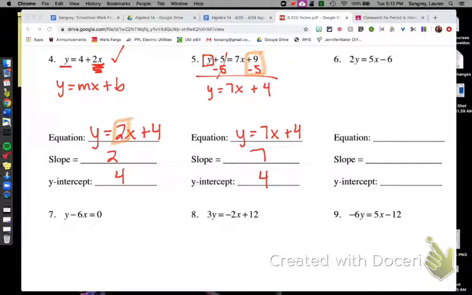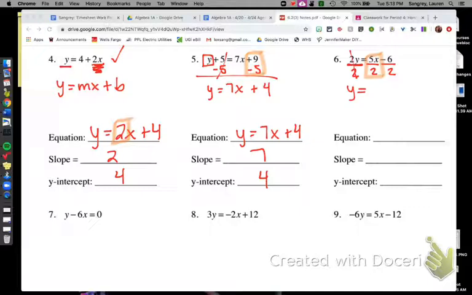Number 6, is the y by itself? The answer is no, because this 2 is with it. Well, how do we get rid of that 2? Right now, it's multiplication, 2 times y. So to undo that, we have to divide by 2. But we have to divide everybody by 2. So every single term gets divided by 2. So those 2's cancel. So we have y equals, I'm looking at this term now in orange, 5x/2.